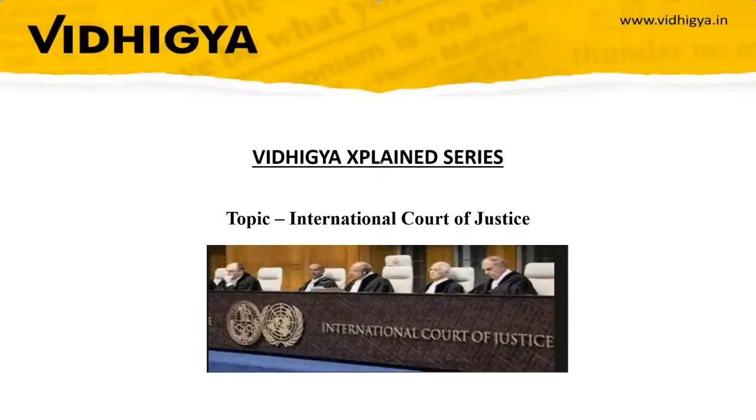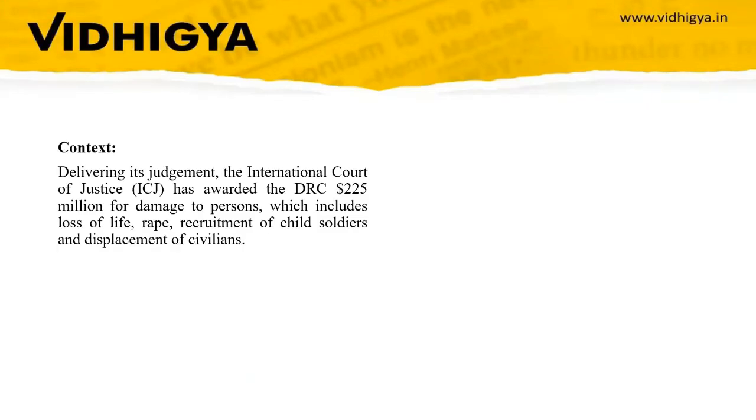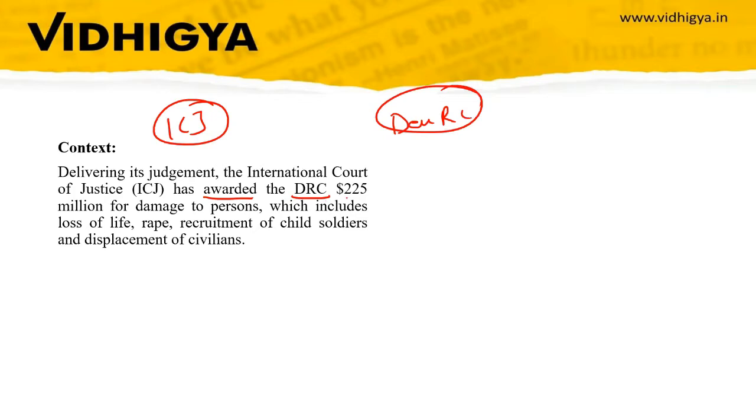The topic for today's discussion is the International Court of Justice. Why are we discussing it? Because this topic was in the news: the ICJ, in its judgment, has awarded the DRC, that is the Democratic Republic of Congo, $2 to $5 million for damage to persons, which includes loss of life, rape, recruitment of child soldiers, and displacement of civilians. So this was against Uganda.